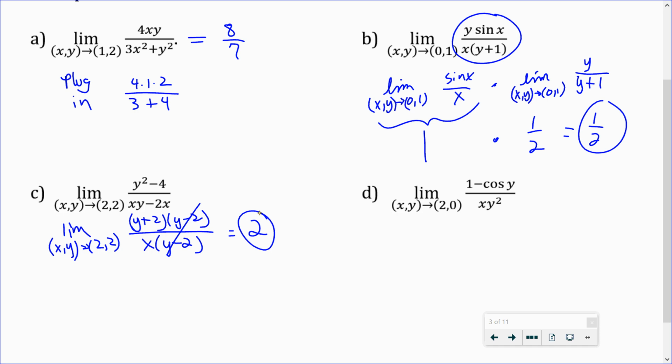All right, so on letter D. On letter D, I have 1 minus cosine and then x and then y squared. So there's no factoring to do, but I could write it like this. I could have 1 minus cosine. So right now, if I plug in 0 for y, the top is 1 minus 1, cosine of 0 is 1, and the bottom is 0. So I'm getting 0 over 0, and that is the issue here.